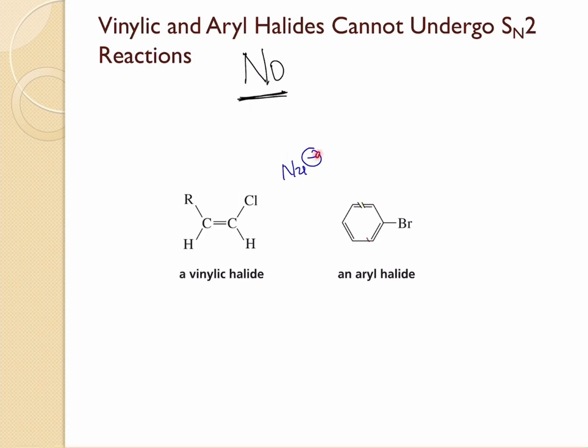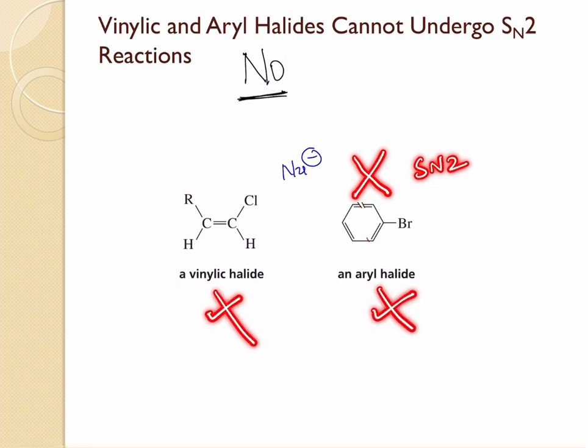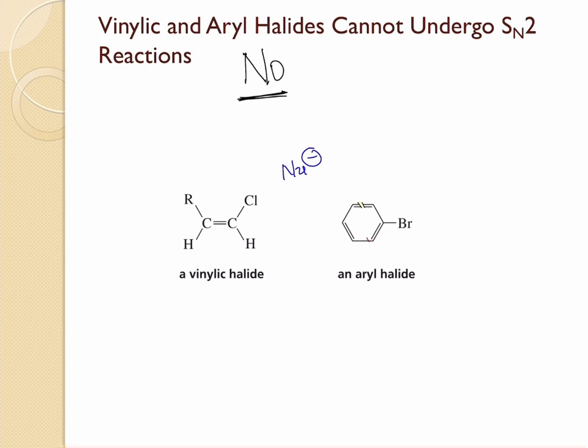And here again, it's exactly for the same reason. As the nucleophile comes and attacks this carbon, it will be repelled by the pi electron cloud, right? And therefore, the aryl halides do not undergo SN2 reaction. So both vinyl as well as aryl halides do not undergo SN2 reaction.